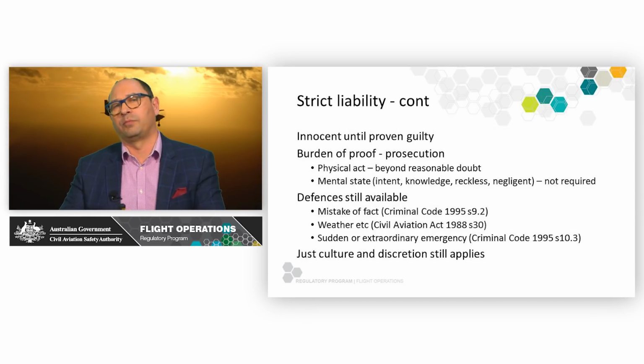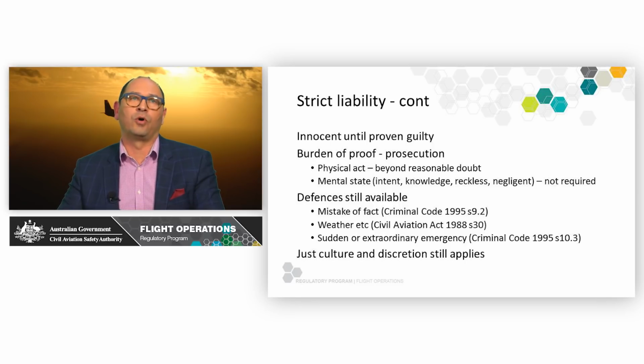So we've got a strict liability clause, and we've got a number of them in the CASR parts, including 119 and 135. Does that mean that you're guilty automatically? Well, it doesn't. You're still innocent until proven guilty. There's a burden of proof on the prosecution that the physical act occurred. So if the rule is that you weren't allowed to fly below a certain height, it still has to be proven that you flew below that height beyond reasonable doubt.